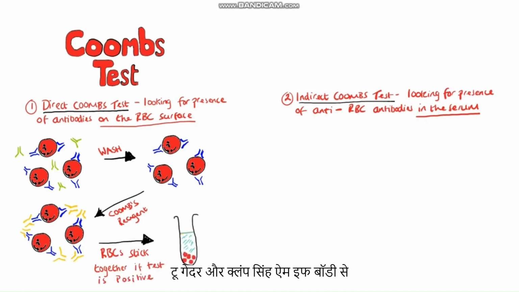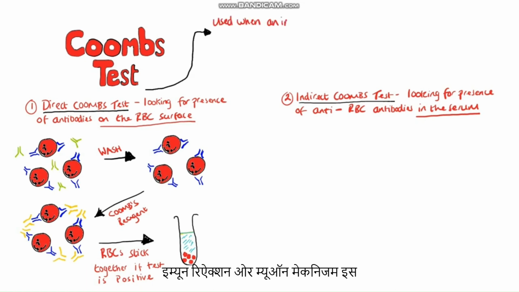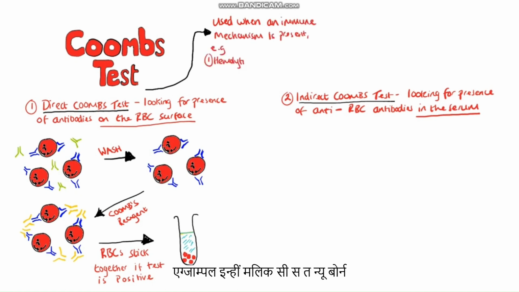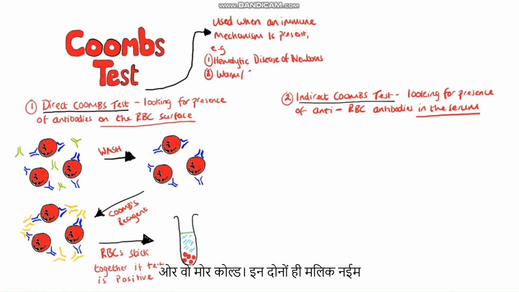together if antibodies are present on the red blood cells, because Coombs reagent will bind to them and this then forms a link. Overall then, the direct Coombs test is looking for the presence of antibodies already bound to red blood cells in a sample of blood taken from our patient. The direct Coombs test is used when we suspect that an immune reaction or immune mechanism is targeting the red blood cells of the patient, for example in hemolytic disease of the newborn or warm or cold immunohemolytic anemia.